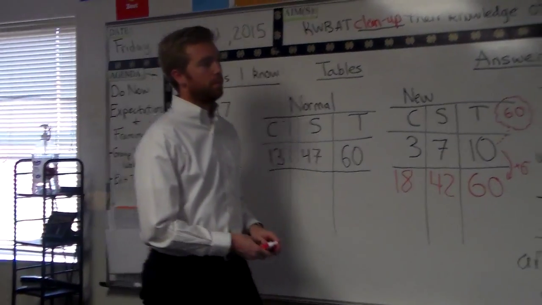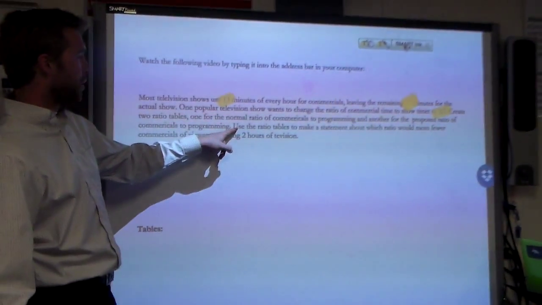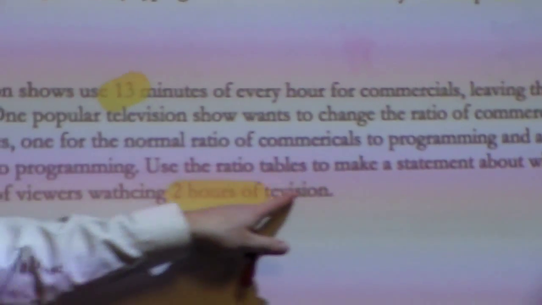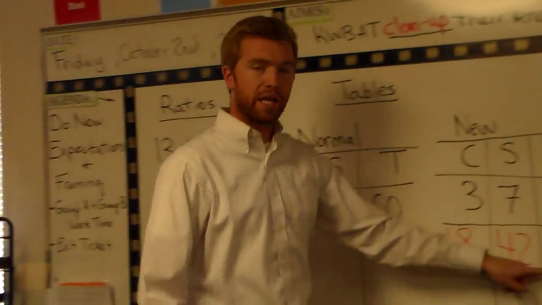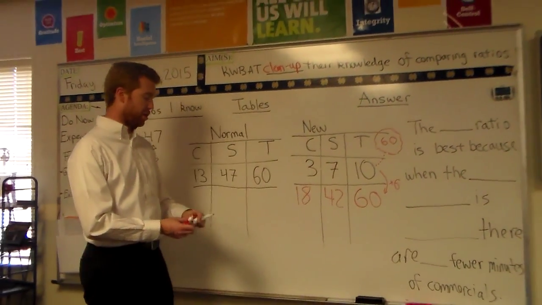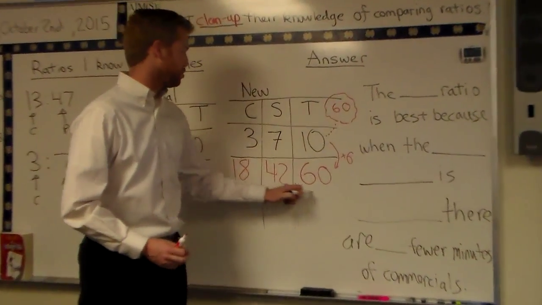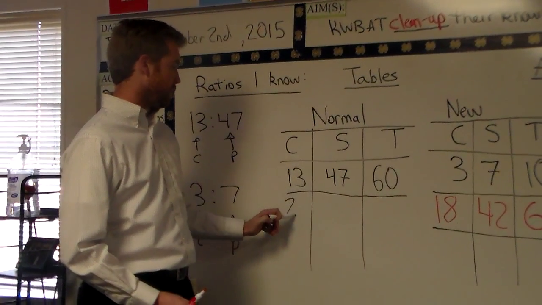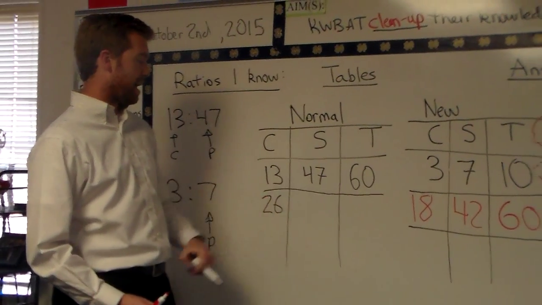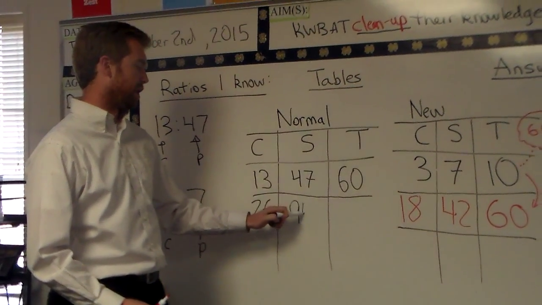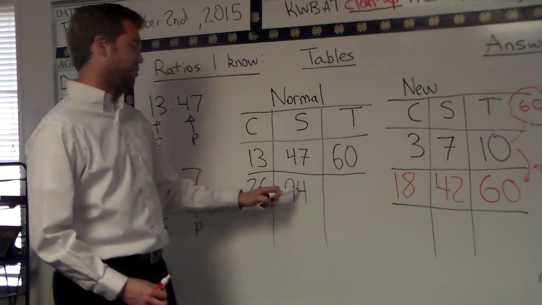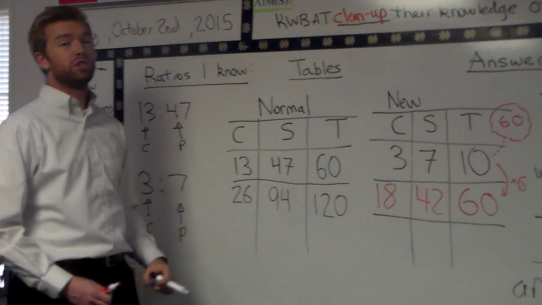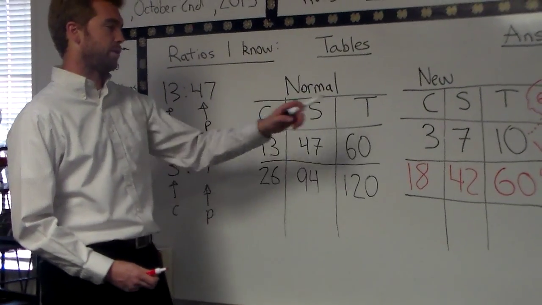But here's the problem. Back in the text it says, use the ratio tables to make a statement about which ratio would mean fewer commercials of viewers watching for 2 hours of television. 60 minutes is just 1 hour. So I need to go and double this so that I have 2 hours. If I double each one of these, I can double 13 and get 26. I can double 47 and get 94. If I double 60, no matter what, I'll get 120 minutes, which is 2 hours of television. So now we just have to double this one.